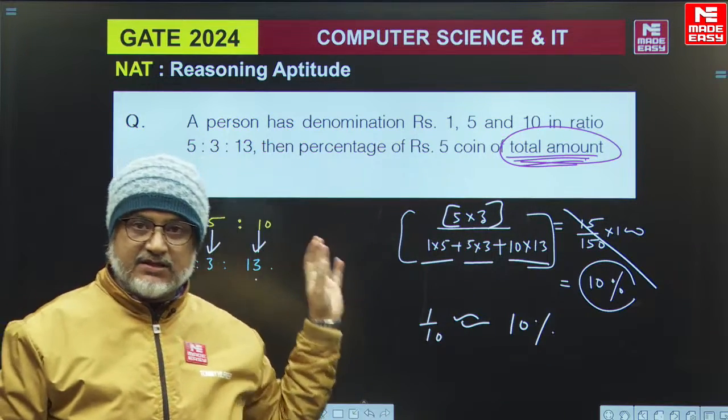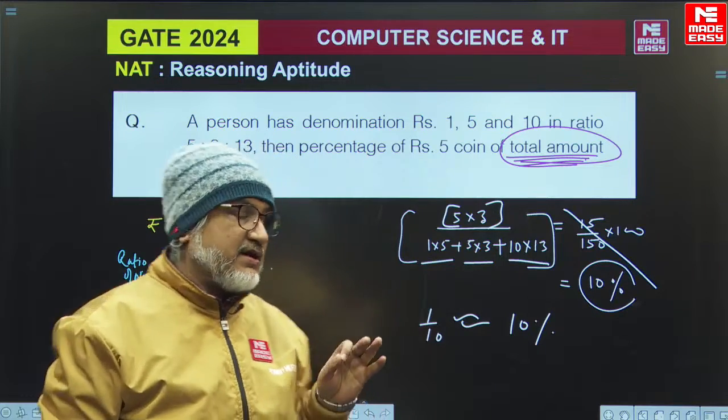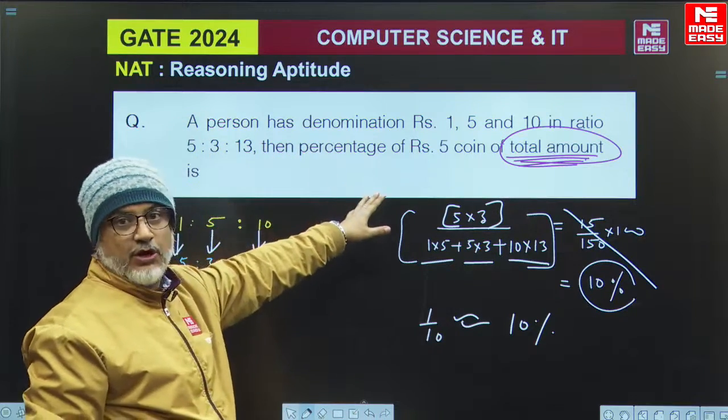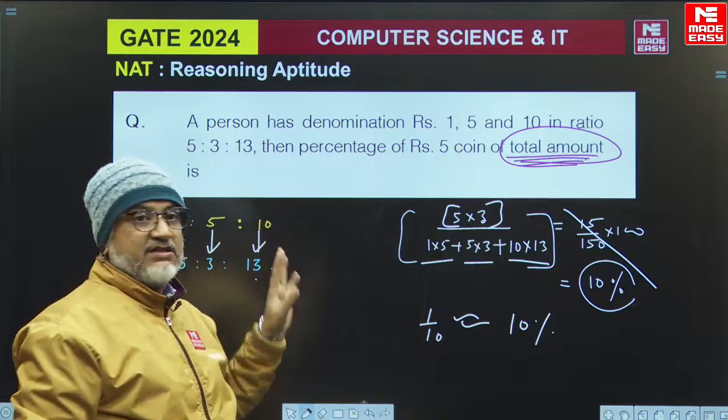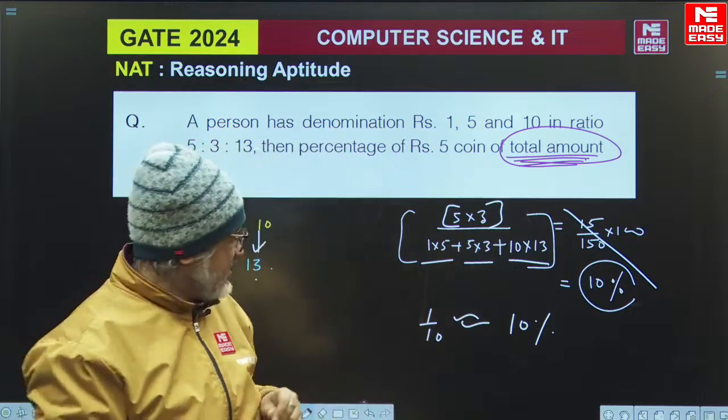Language will change, answer will change. Now that's why I'm saying if the language is this, contribution of rupees 5 coin in the total amount, that is equal to 10%, right?